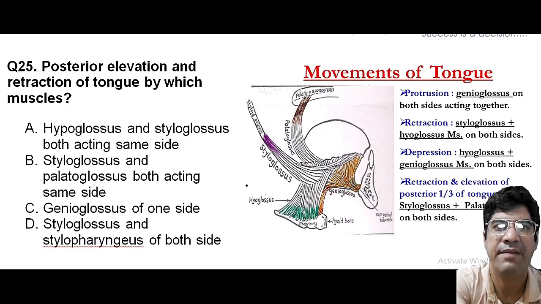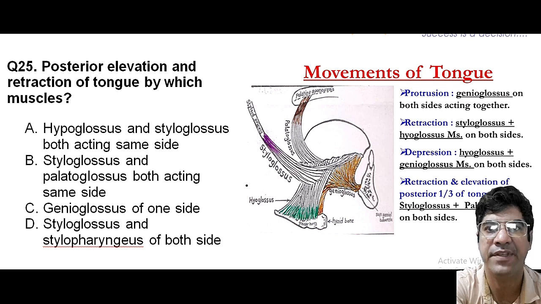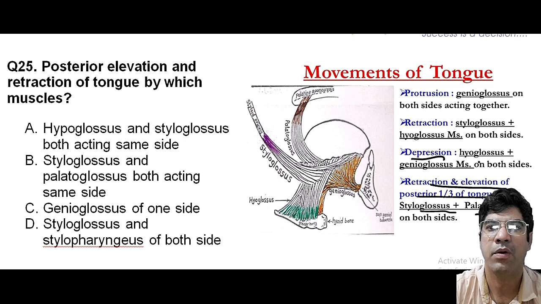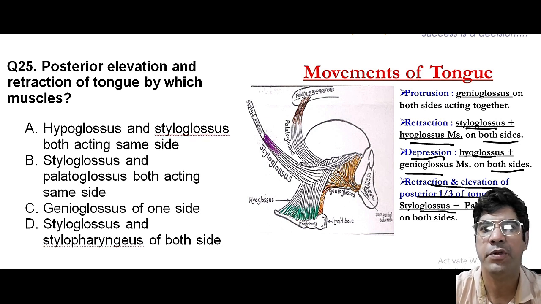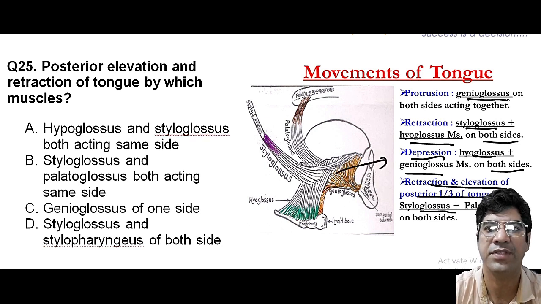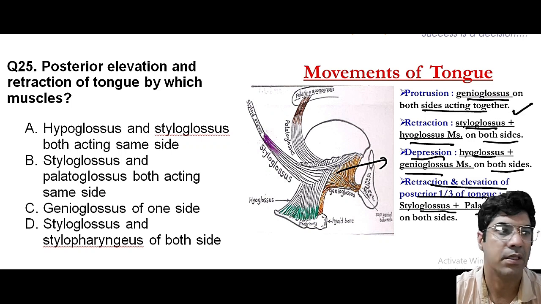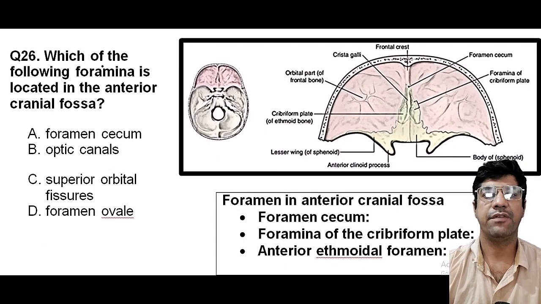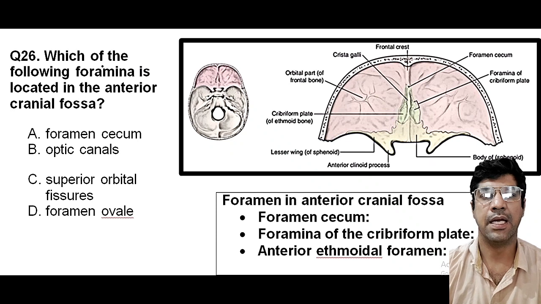The posterior elevation and retraction of tongue, it is done by which muscles? So retraction and elevation of posterior one third of tongue, it is done by styloglossus and palatoglossus. Depression done by hyoglossus, genioglossus on both sides. Retraction, it is done by styloglossus muscle and hyoglossus on both sides. Protrusion of the tongue, it is done by genioglossus on both sides acting together. So remember all these options.